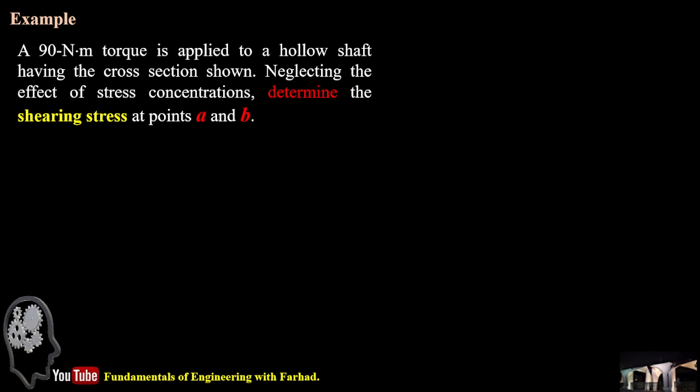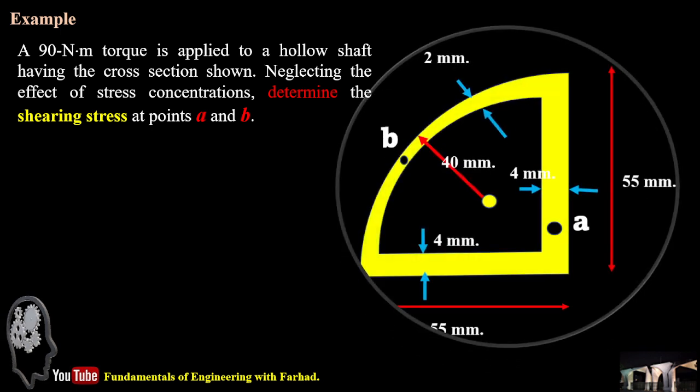In this example, we have a hollow cross section, and a 90 Newton meters torsional torque is applied to a hollow shaft having the cross section shown. We want to determine the shearing stress at point A, which stands in a part where the thickness is 4 millimeters, and also tau B.